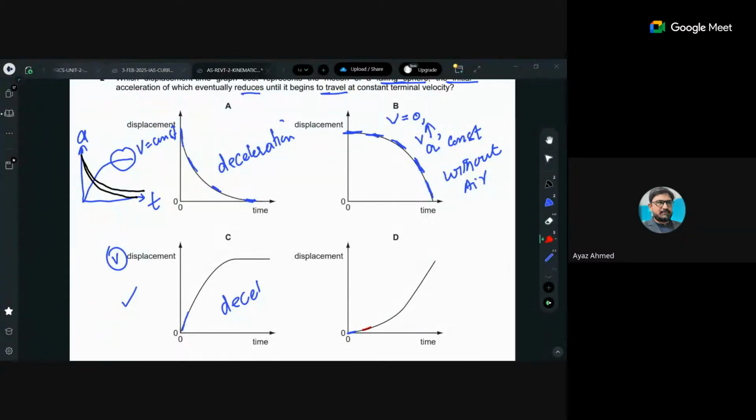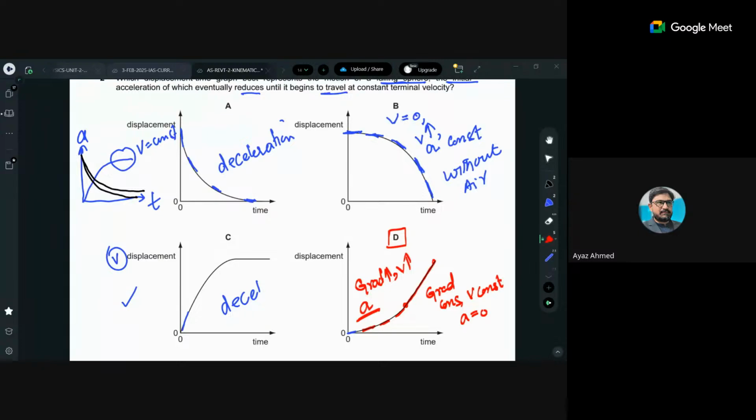The next, its gradient is increasing. It means acceleration is there. When gradient increases, it means velocity increases and there is an acceleration. And during this all, if you see, the gradient is constant. When gradient is constant, what does it mean? That velocity is constant, or you can say speed is constant, so acceleration goes to zero. So that is why option D would be the right option. Is this very clear to all? Yes, sir.